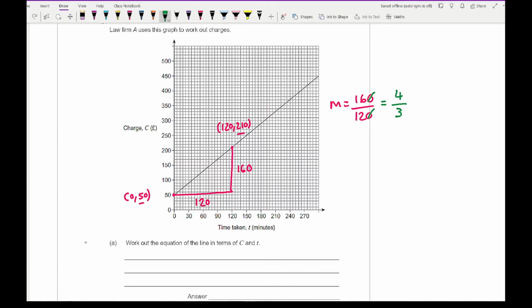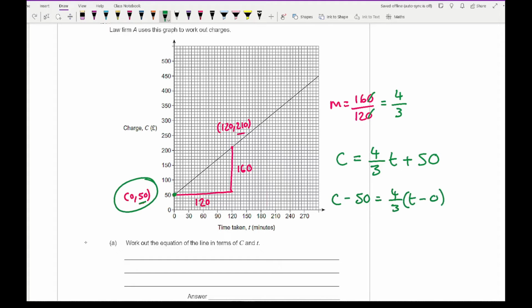Then once we've got this, I can then pick a coordinate. So I'm going to go for this one here. So the equation is going to be C for the charge equals 4 over 3 t plus the y-intercept, which is 50. So it's going to be plus 50. Now again, alternatively, I could have just done C minus the y-ordinate, which is 50, equals 4 over 3 t minus 0, in which case I'd get the same equation. So that there is my equation.